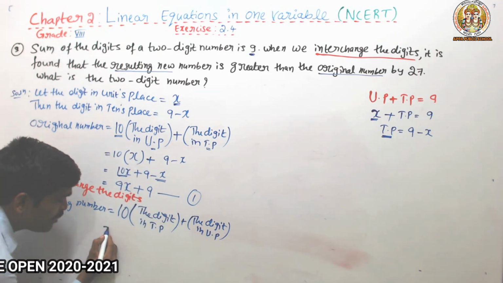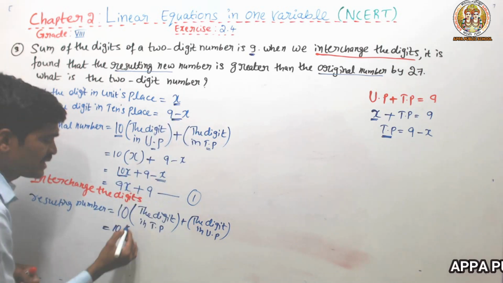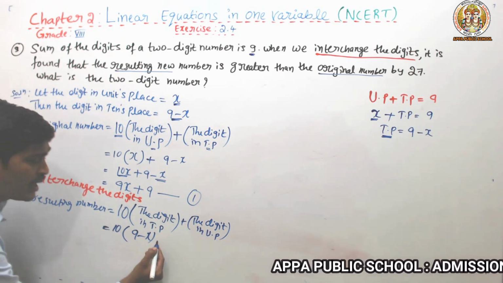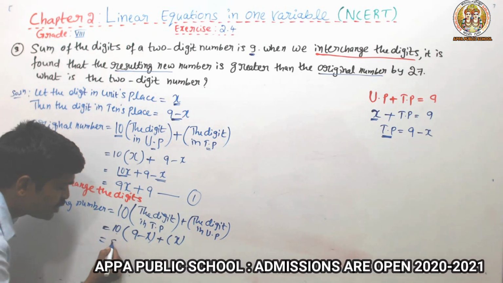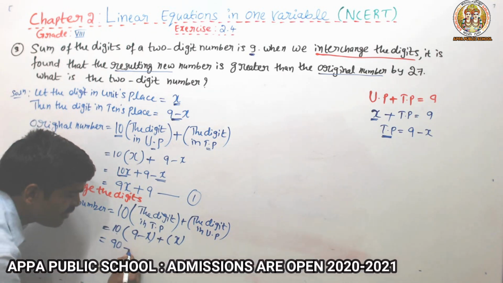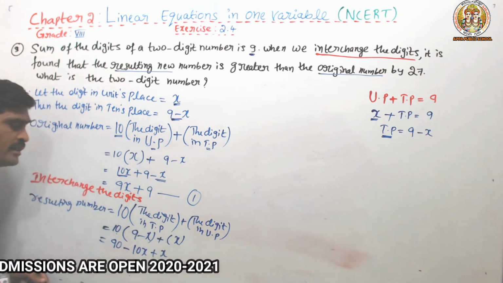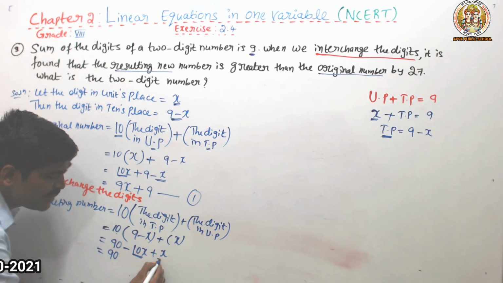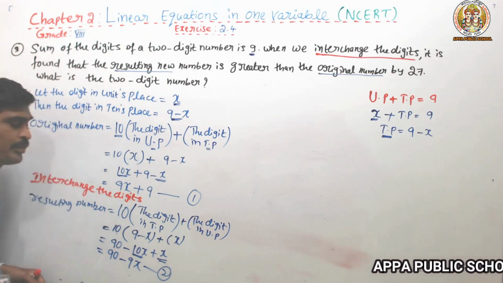So 10 keep as it is. The digit in TP means what we consider 9 minus x. So 9 minus x keep as it is. Plus unit digit means x. So 10 into 9 should be 90, plus into minus, minus 10 into x, 10x plus x. See my dear students, 90 keep as it is, minus 10x plus 1x should be minus 9x, equation number 2.